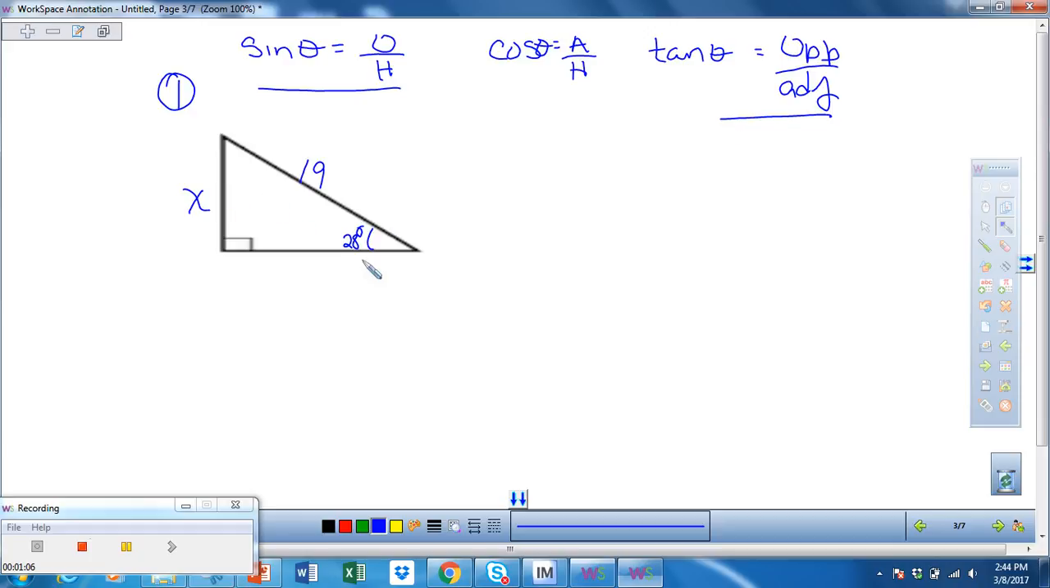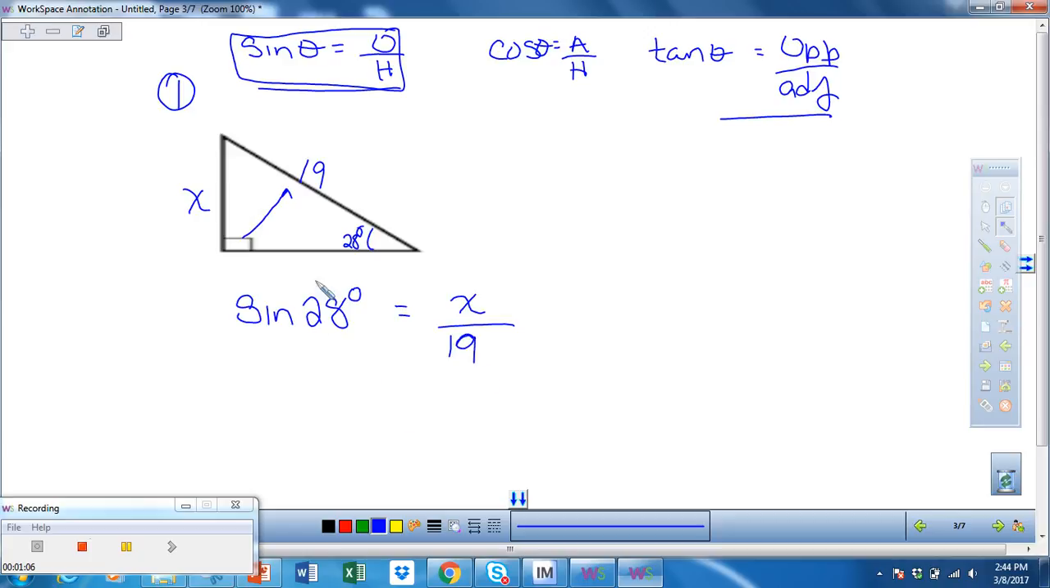So I have to ask, what other piece of information am I given? Well, I'm given the hypotenuse, 19. I know it's the hypotenuse because it's opposite the right angle. So since I have the hypotenuse and the opposite side, I want to use sine. So the way I set this up is I say the sine of 28 degrees is equal to opposite over the hypotenuse.